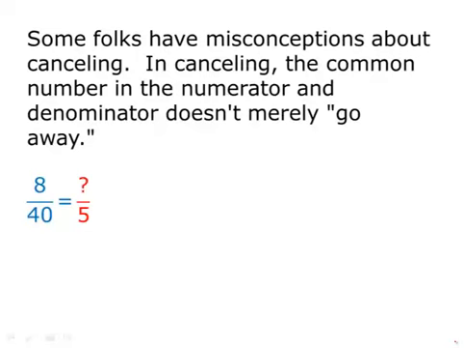Well, people who are stuck on the concept of 8's go away, well, then they wonder what happens in the numerator. What if the 8 goes away? What's left in that numerator? Instead of thinking of it in terms of the 8's go away, we cancel the 8's. That is to say, we divide by the 8's. And 8 divided by 8 is 1.